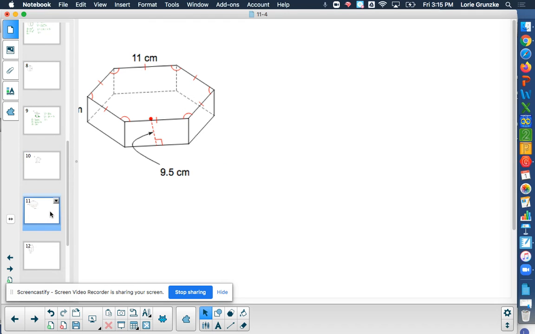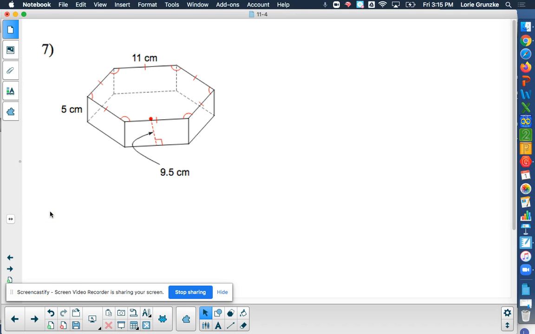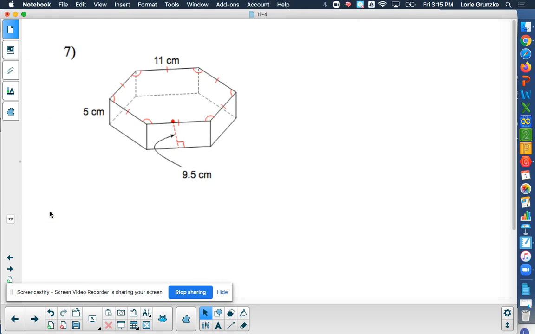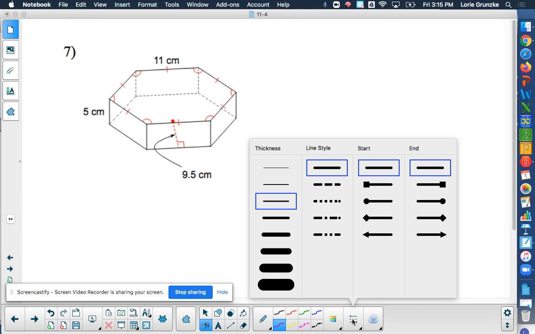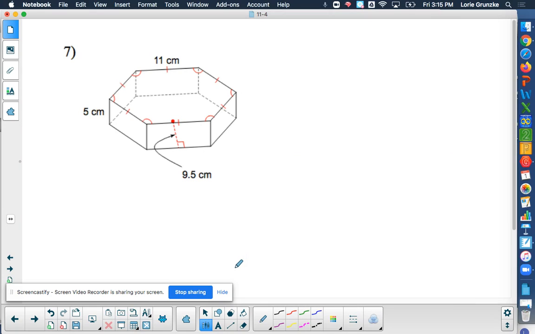Okay, let's do this one. I should switch colors again. We'll go a little purple. Okay, where's the base? That's this side. 1, 2, 3, 4, 5, 6 sides. Hexagonal prism. Formula, same as before. Capital BH. Big B means area of base.